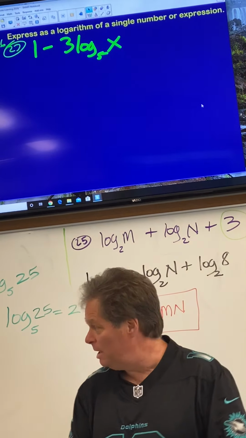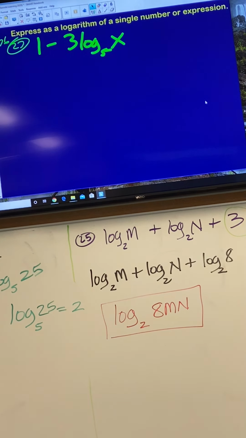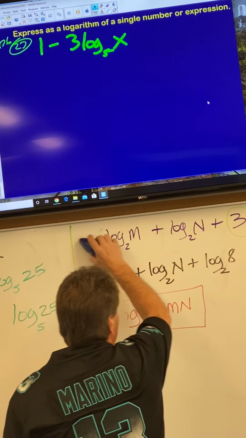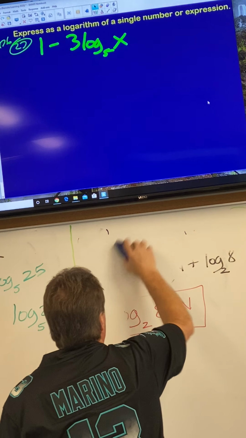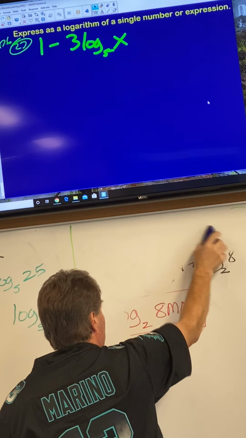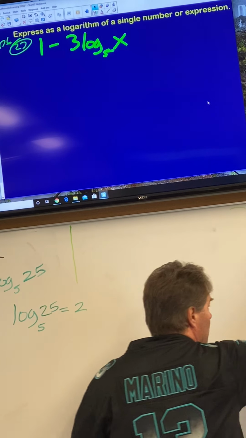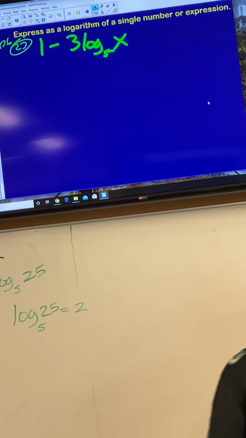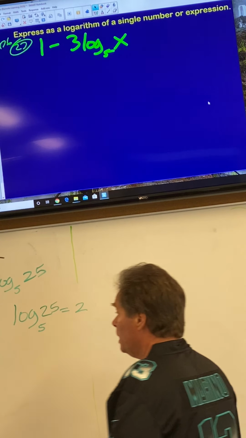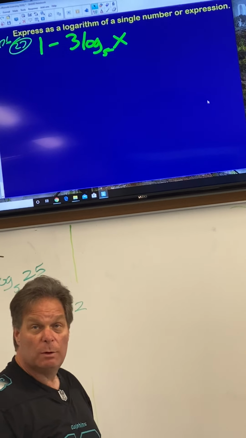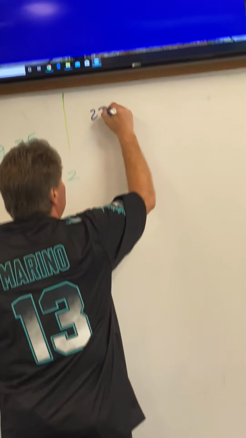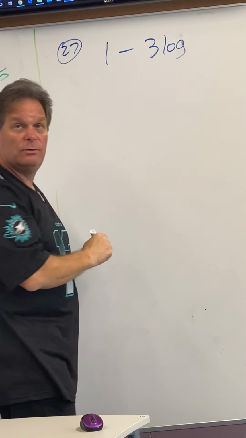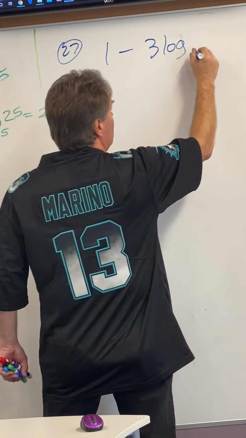Okay, 27 is similar, but I did want to do this one because I wanted to show you one thing. Some people might not be as familiar with 1 or may get confused by how to deal with the number 1. Well, I will show you how you deal with the number 1. It's the same as with any other number, really. At 27, it goes 1 minus 3 log base 5 of x.